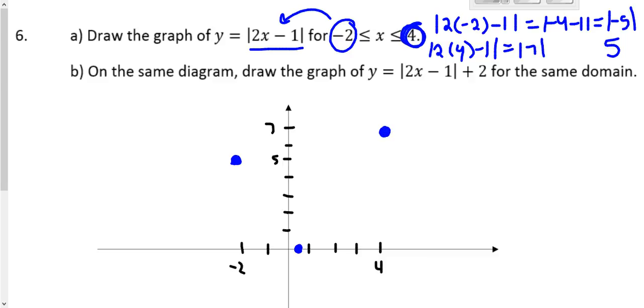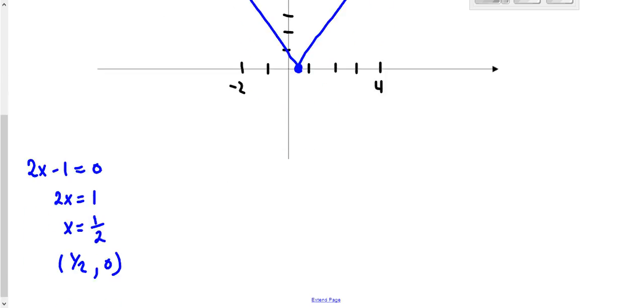And then to finish drawing the graph, we want to connect these lines. So there's that side, and there we go. Okay, so part A is done. Now let's do part B. On the same diagram, draw the graph of 2x minus 1, absolute value, and then plus 2. So remember, plus 2 means that it's shifted vertically.